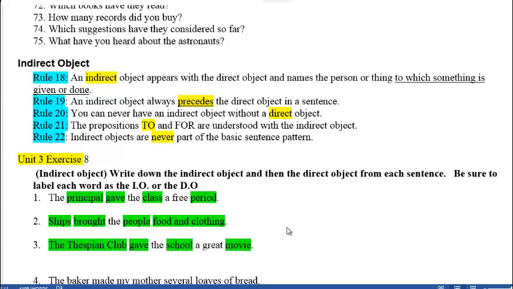We've looked at the direct object. Now we're going to take a look at the indirect object. It must appear with the direct object, and it names the person or thing to which something is given or done.